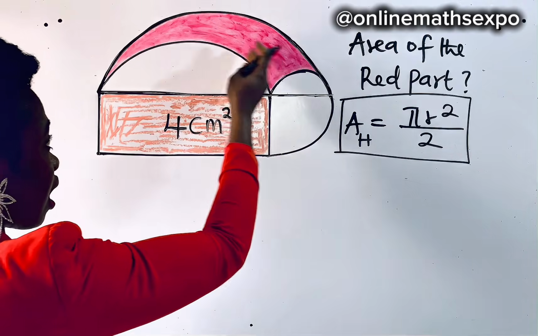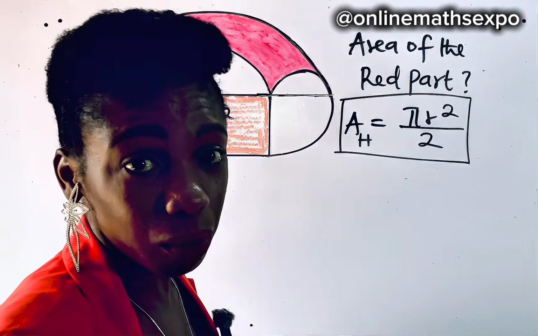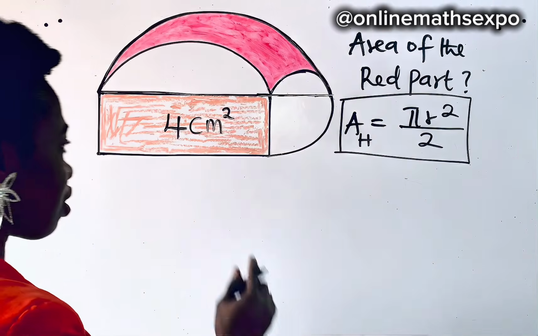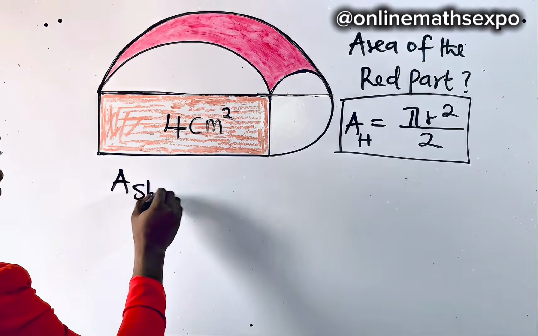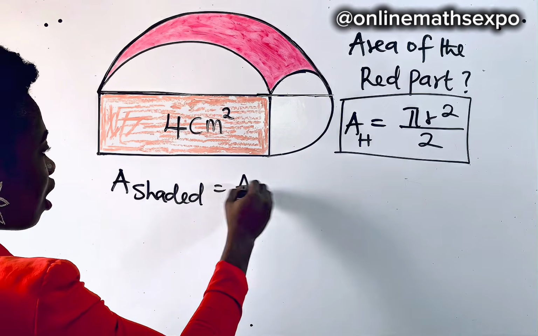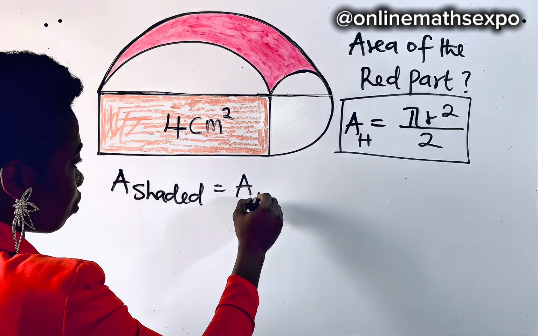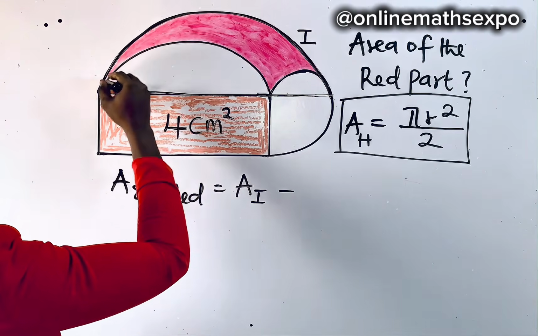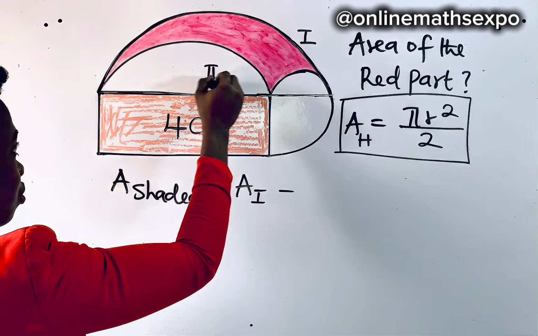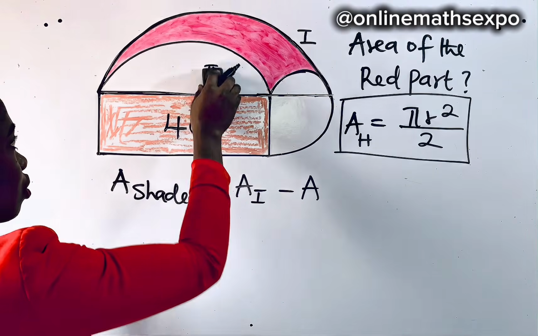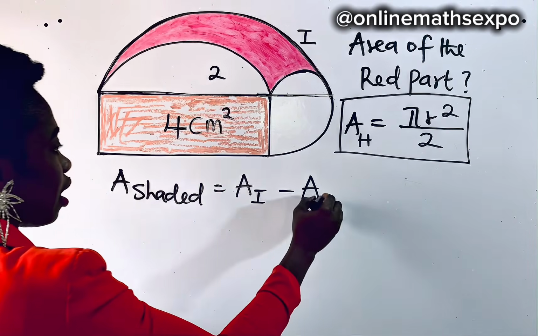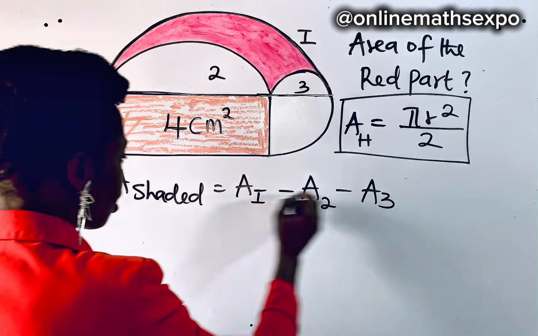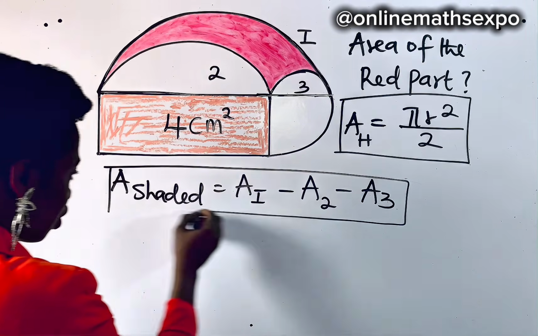Now, since these 3 are not of the same size, automatically they are not going to share the same radius. So in that case, it means that if we want to find the area of the shaded part, it's going to be the area of this biggest one, like we said, we can call it diagram 1, then minus the area of this one, we can call it diagram 2, and then minus the area of this third one. If we do this, it gives us the area of the shaded part.